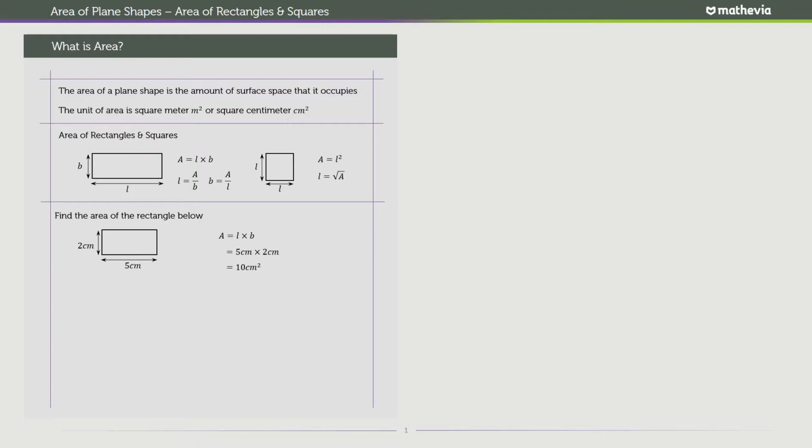It's that simple. Area is actually really easy. That's pretty much all you need to know. The area of a rectangle equals length times breadth: 5 cm times 2 cm, where length is 5 cm and breadth is 2 cm, and that gives you 10 cm squared. Simple.